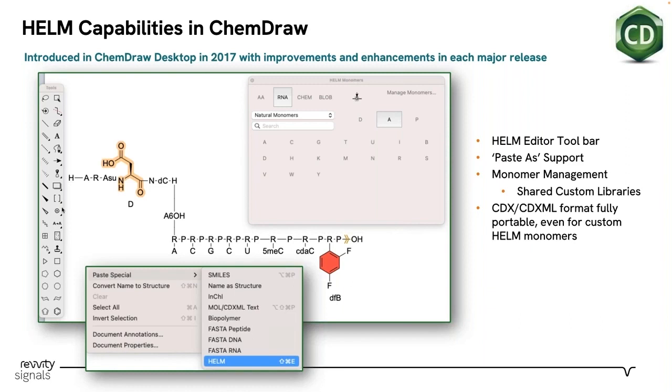And then maybe the best and most significant part of this is when you draw these in ChemDraw, the actual document that you save, the CDX or CDXML document, is fully portable, meaning that all of the monomer definitions that you use to build that sequence are actually defined in that document, making them portable and renderable without the library that it was actually built from. So you can share it with internal and external colleagues that may or may not have those custom monomers that were used in that sequence.